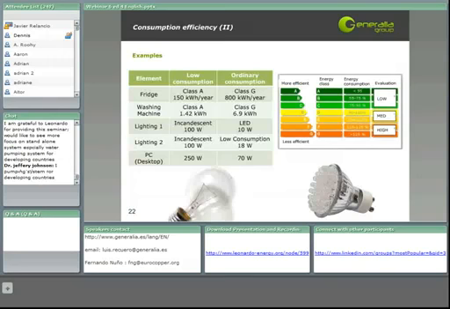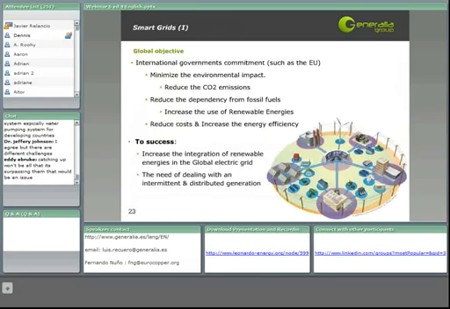Here you have the example of a fridge. You also have the example of a LED light where you can save 10 times the consumption from an incandescent light, a normal light, and the example of the personal computer. Many more examples can be found if you get information from the internet, but those were the most typical ones.